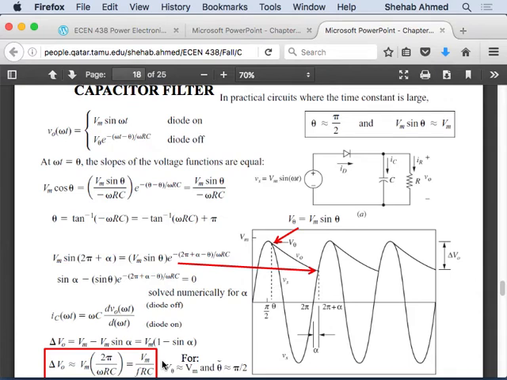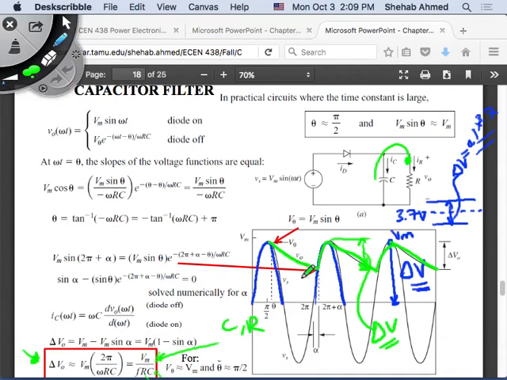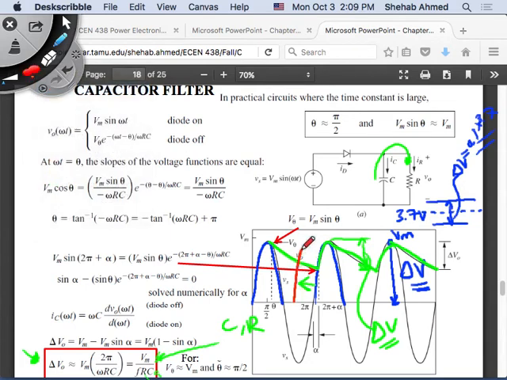If I don't change the R and the C, but I make these half waves closer to each other, what happens? In that case, I will discharge less. Let's say now I bring this blue waveform to the left. So instead of discharging all the way to this point, I will discharge to this point. So automatically I have lower delta V that way.